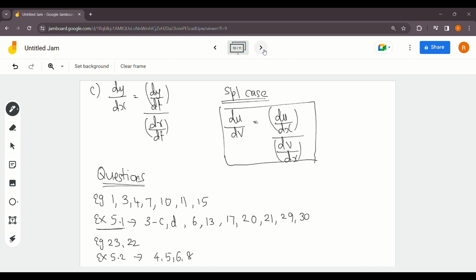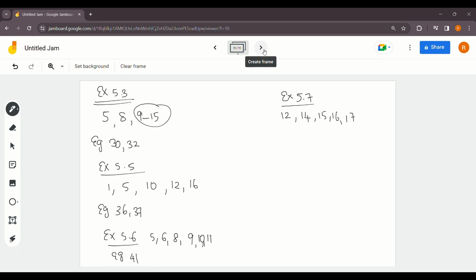So the important questions in this chapter: I have given examples 1, 3, 4, 7, 10, 11 and 15, all connected to the first exercise. And in the first exercise you have the third sum, under the third sum you have C and D. Similarly 6, 13, 17, 20, 21, 29 and 30. And some questions connected to the second exercise, examples 22 and 23. In exercise 5.2 you have 4 sums: 4, 5, 6, 8. Similarly, in exercise 5.3, the 5th sum, 8th sum, and from 9 to 15.